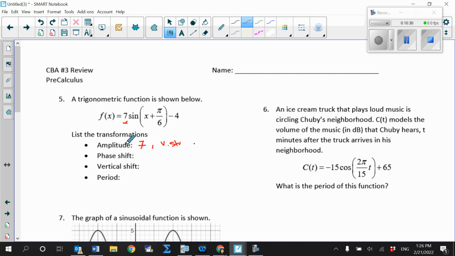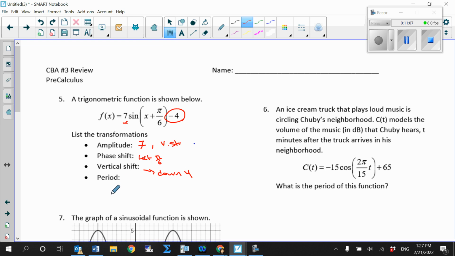Phase shift comes from this value, which is added or subtracted to the x of the function, or the angle, or theta. We are adding pi over 6. We know inside the function always acts opposite, so it's going to go left pi over 6. That's the phase shift. Okay, vertical shift. If you add or subtract a number to the function, that's going to give you a vertical shift, and that's this number. So we're subtracting 4. That means the function is moving down 4.